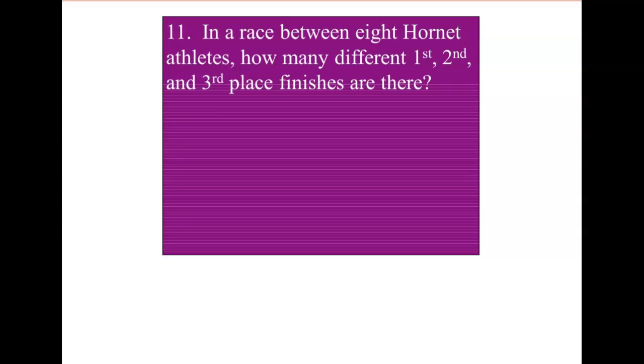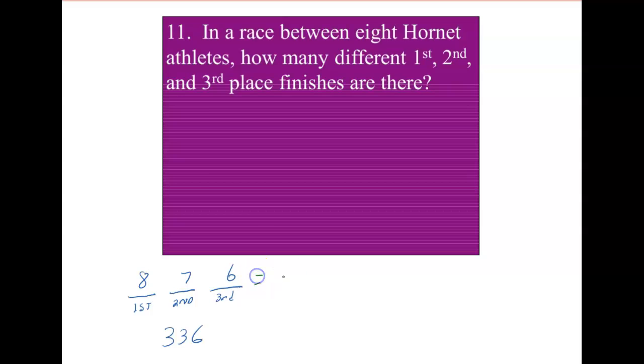So in problem number 11, we're in a race, and there are 8 athletes. How many different first, second, and third place finishes could there be? So again, I'm going to use a dash method. For first place, there are 8 choices. For second place, there are 7. And for third, there are 6. So 8 times 7 times 6, 336 different first, second, and third place finishes.